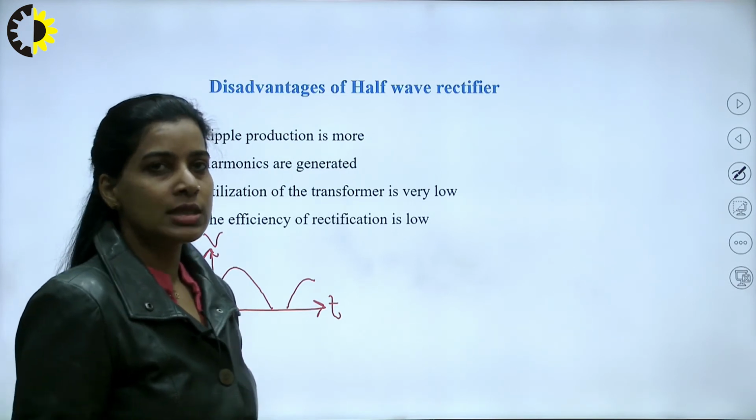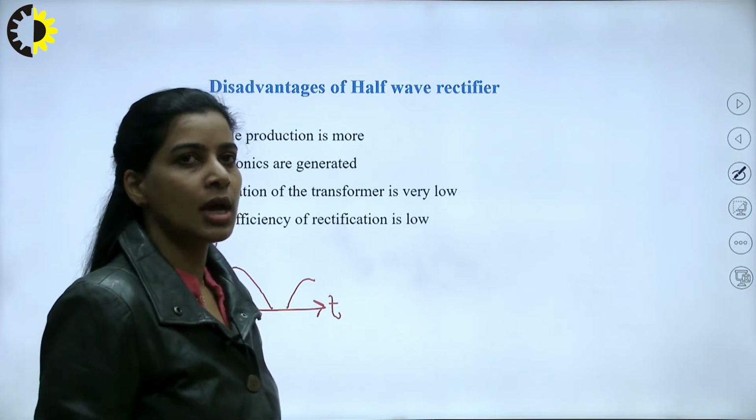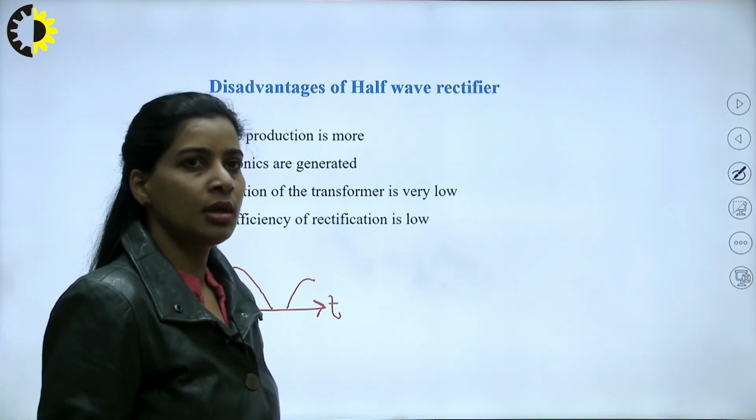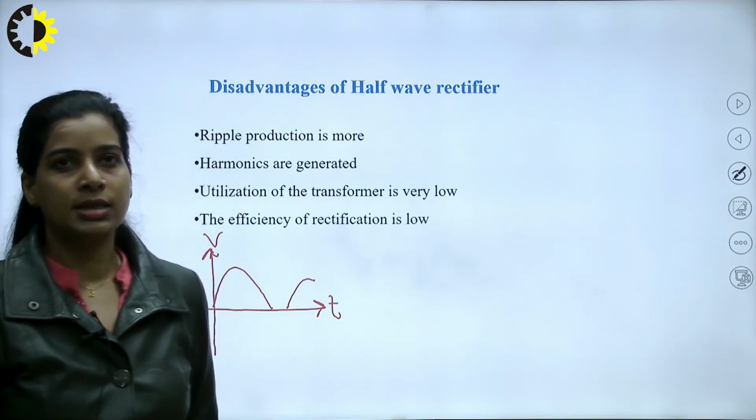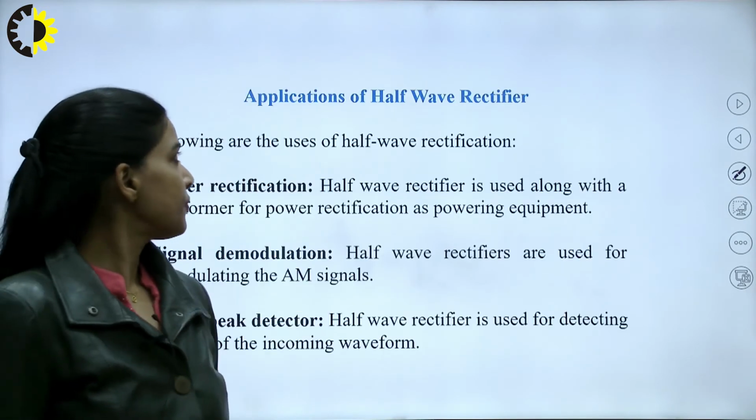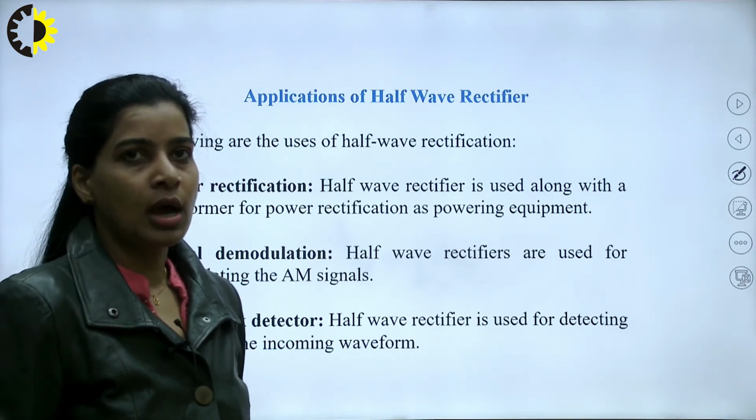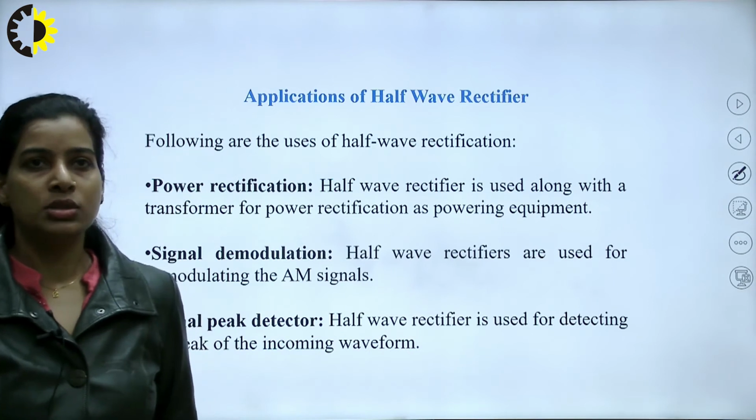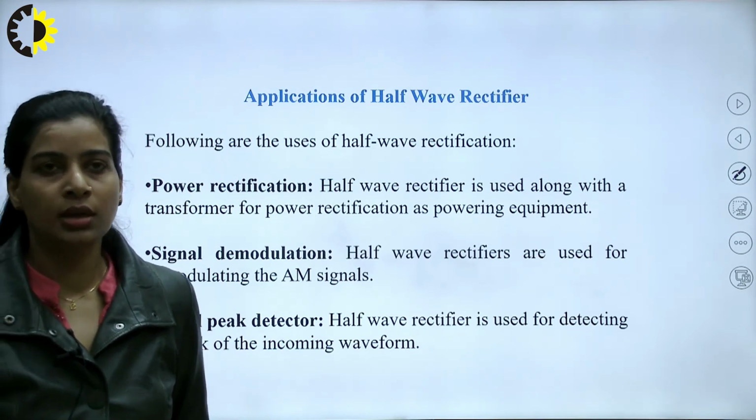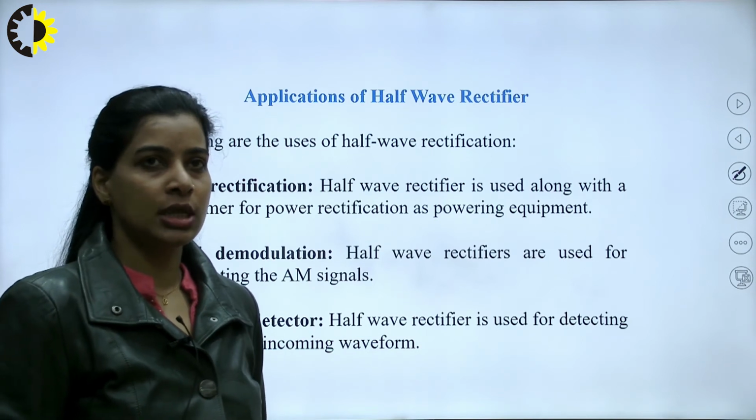So, now we will see some more types of rectifiers, those that are more efficient and more advantageous as compared to this half wave rectifier. Different applications of the half wave rectifier: we can use it for power rectification, signal demodulation and signal peak detection.